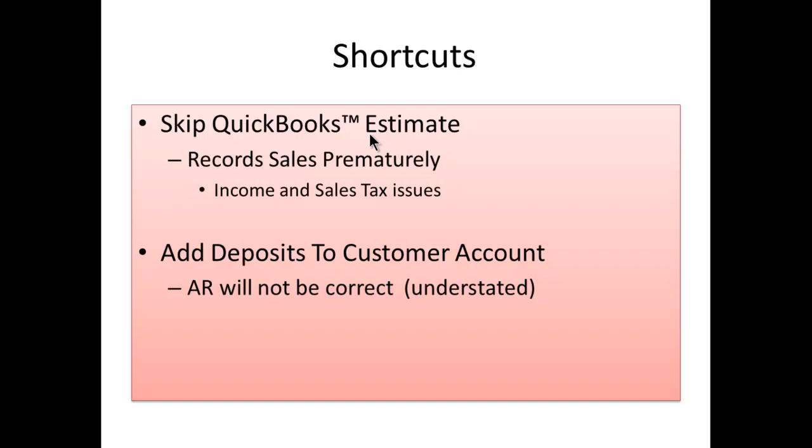And then another popular shortcut is that you're not going to record things in your customer deposits account. You just put everything in your AR account and skip the whole customer deposits thing. Most people do that. The problem is that your AR becomes understated at that point. It's not correct. Maybe some people don't really care about that, but it doesn't give you the most accurate view of what's going on in your business. There are many other shortcuts people take, but these are just a couple of the popular ones, because they don't want to go through all those steps that I just showed you.